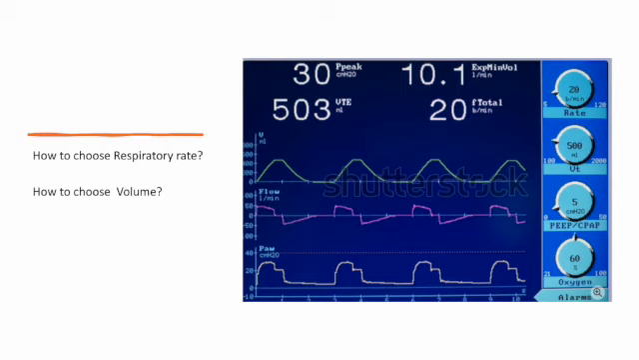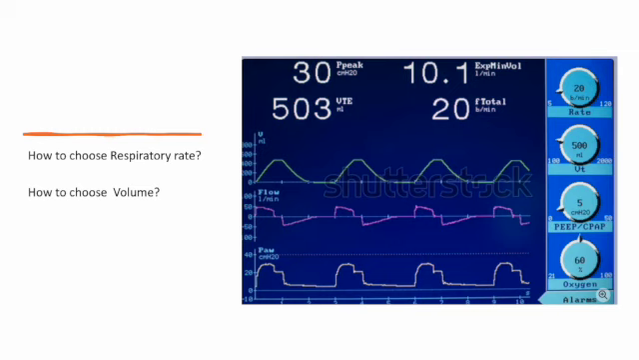Once we know the ideal body weight, then we use 8 cc's per kilogram in most patients, which approximates a normal physiologic tidal volume. So 8 cc's per kilogram in most patients. If a patient has ARDS, acute respiratory distress syndrome, then we choose a lower volume. So we would use 6 cc's per kilogram. So in most patients, 8 cc's per kilogram of ideal body weight. In patients with ARDS, we use 6 cc's per kilogram of ideal body weight. And we'll discuss more about ARDS later.